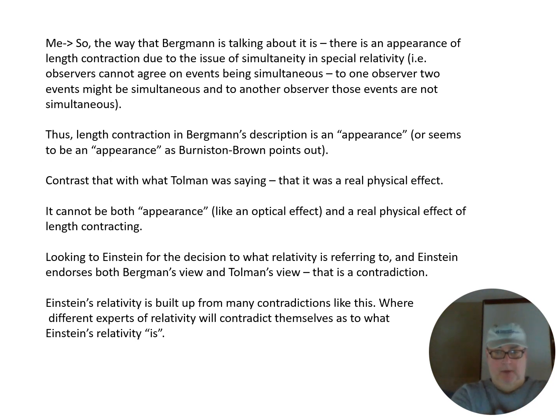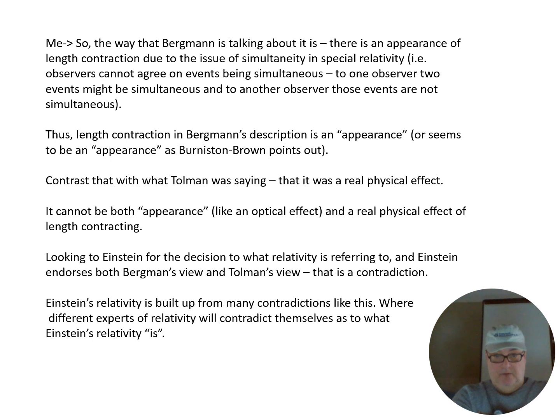So the way that Bergmann is talking about it, there is an appearance of length contraction due to the issue of simultaneity in special relativity, i.e. observers cannot agree on events being simultaneous. To one observer 2 events might be simultaneous, and to another observer those events are not simultaneous. Thus length contraction in Bergmann's description is an appearance, or seems to be an appearance, as Burniston-Brown points out. So really Bergmann seems to be talking about an appearance. He's not saying it's a real physical effect, but he's pointing out it's an appearance of what people observe. It cannot be both appearance, which is like an optical effect, and a real physical effect of length contraction. It's got to be one or the other.